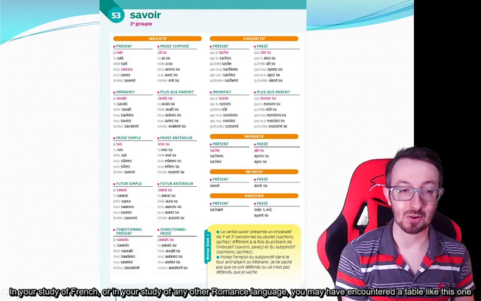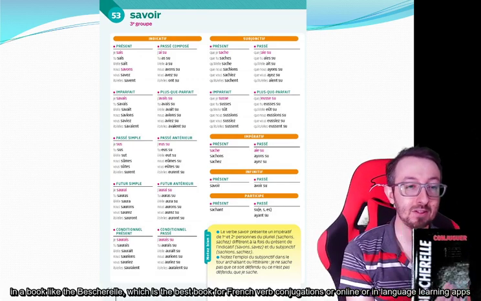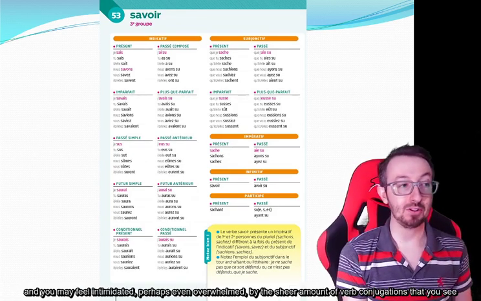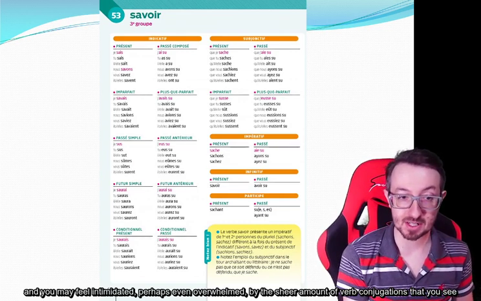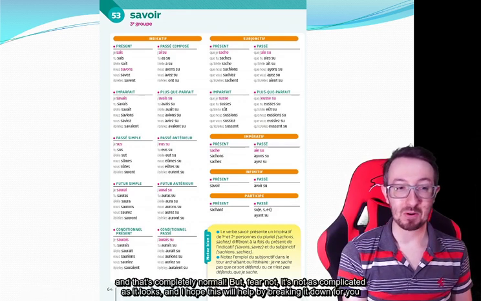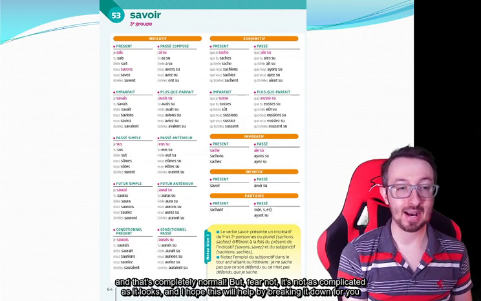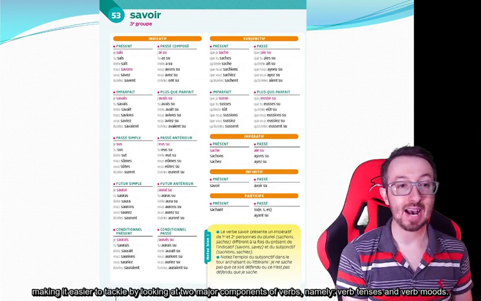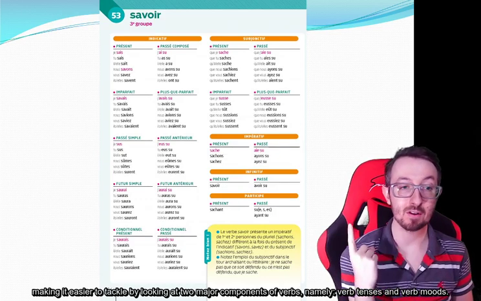In your study of French or in your study of any other Romance language, you may have encountered a verb table like this one, in a book like the Bescherelle, which is the best book for French verb conjugations, or online or in language learning apps, and you may feel intimidated, perhaps even overwhelmed by the sheer amount of verb conjugations that you see. And that's completely normal, but fear not, it's not as complicated as it looks. I hope this will help by breaking it down for you, making it easier to tackle by looking at the two major components of verbs, namely verb tenses and verb moods.